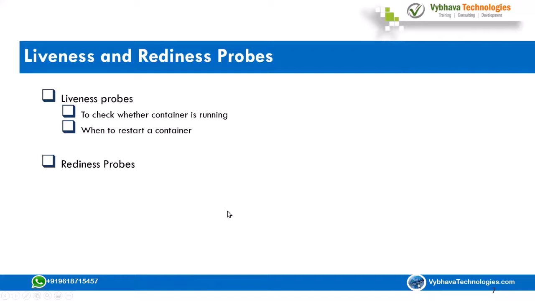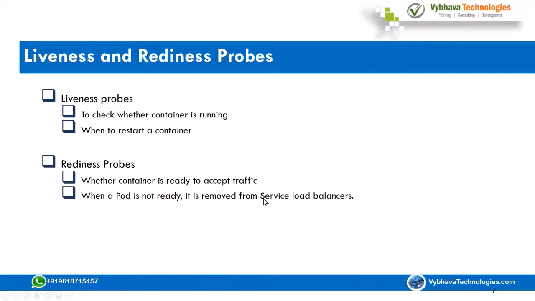Readiness is for when requests are coming in. The load balancer is there, and from there the traffic is coming. We get the request and that will be forwarded to the pod. At that time, we want to see whether the backend application is up and running or not. If it is available, then forward the traffic. So it checks whether the container is ready to accept the traffic. If you take the Tomcat example, it takes some time to bring up the application, and after that it is ready. When it is ready, then send the request. When a pod is not ready, then it is removed from the service load balancer.